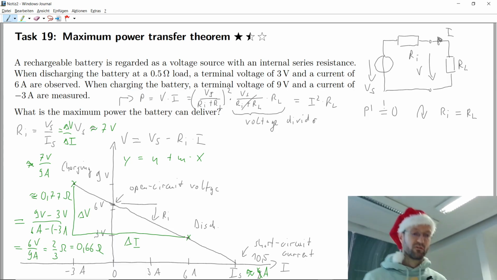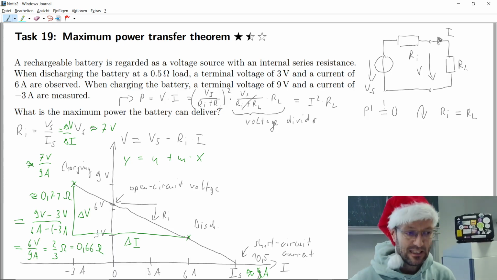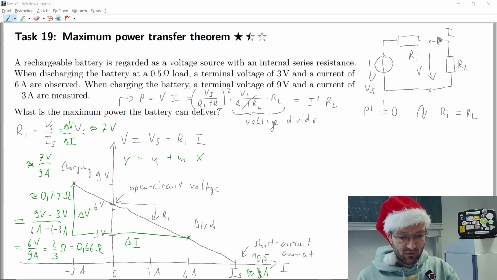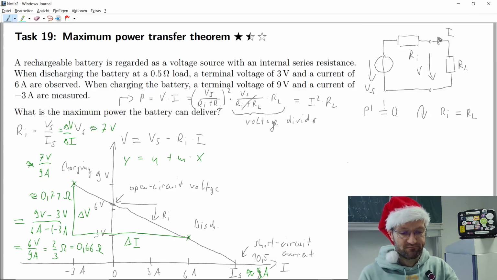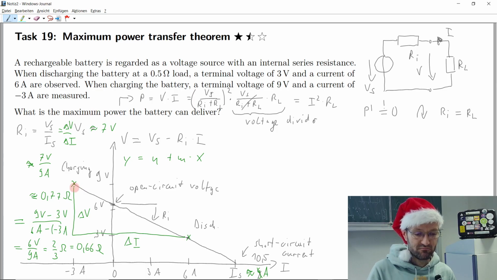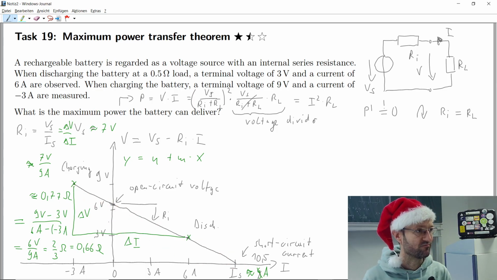Okay, this looks good. So now we want to see the same schematic here. What do we need to do to see the same curve, the same behavior, also in the LTspice simulation? Of course, we need to do some DC operating point solution.